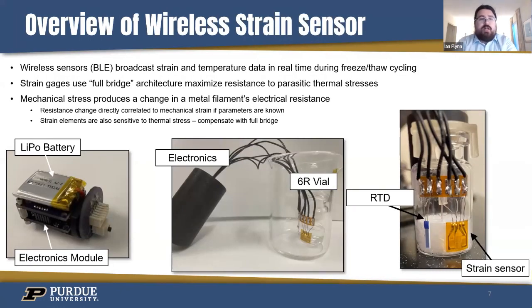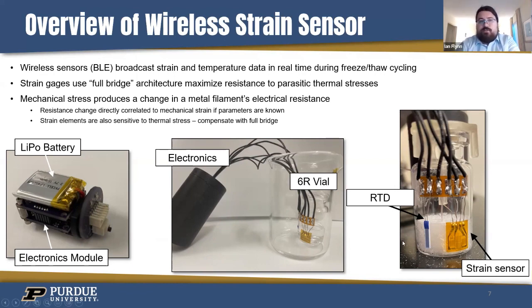And here's an overview of the setup that we're using. We're using a wireless sensor to broadcast strain and temperature data in real time. You can see on the bottom right is the electronics that we're going to be using, and this is inside of the lyophilizer. In this middle picture, it's inside this black 3D printed case, which is directly connected to a 6R vial with the strain gauge directly mounted on it, along with an RTD, which you can see in the bottom right here.